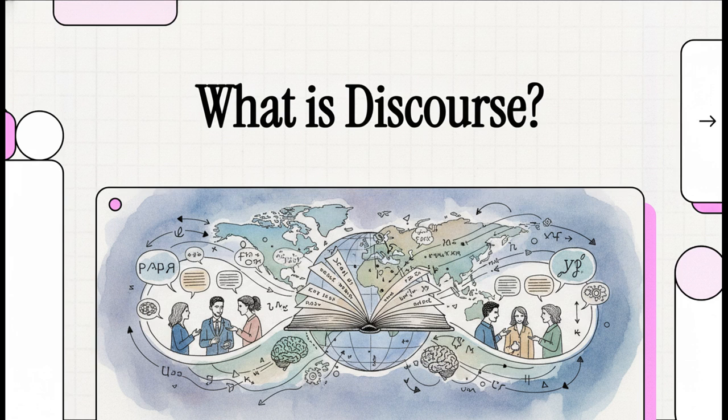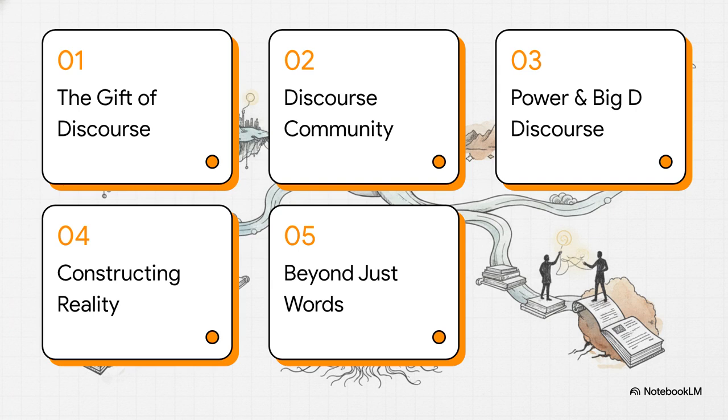Let's figure it out. So, here is our roadmap for This Explainer. We'll be hitting 1. The gift of discourse, 2. The discourse community, 3. Power and big D discourse, 4. Constructing reality, and finally, 5. Beyond just words. We're literally going to zoom out our perspective from basic grammar all the way to massive societal power structures. Let's get into it.